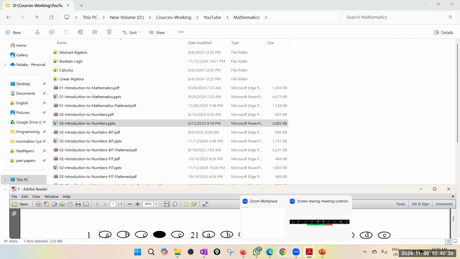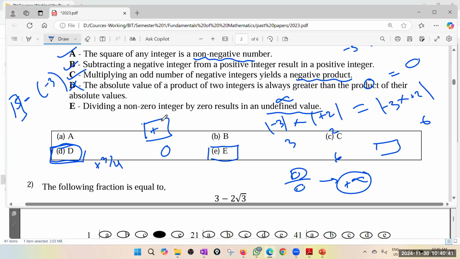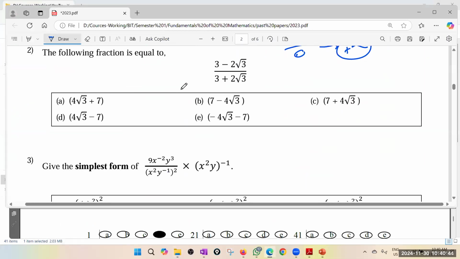Right. So let's move on to the second question. So that is an easy question. That is called rationalizing the denominator. You want to get rid of the denominator. So how to do that? If it is a plus b, you multiply it by a minus b. Okay, so then the difference of squares will be there, which will eliminate the square root. 3 minus 2 root 3. You must do it for the other part also.